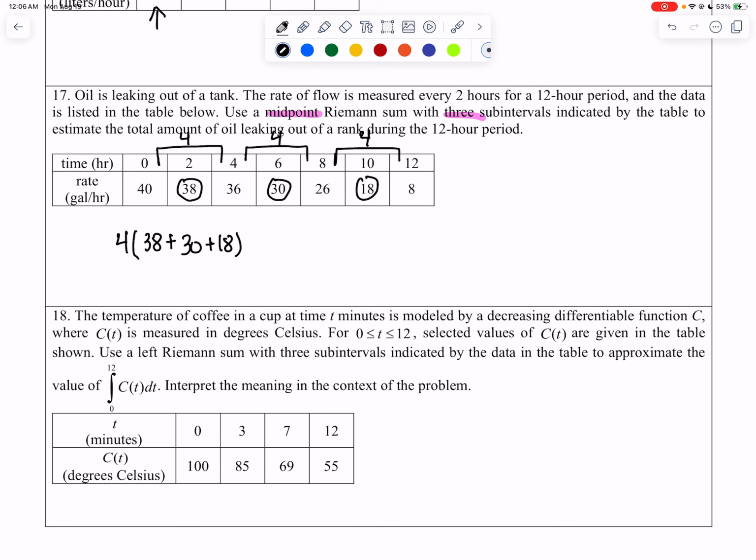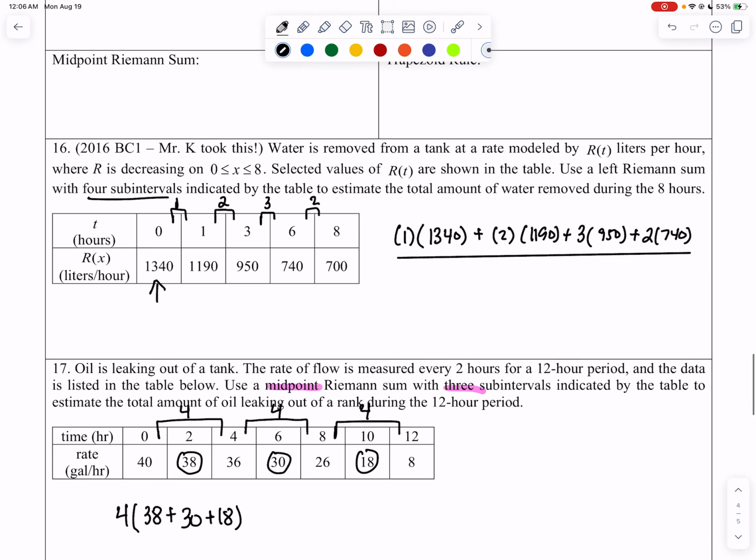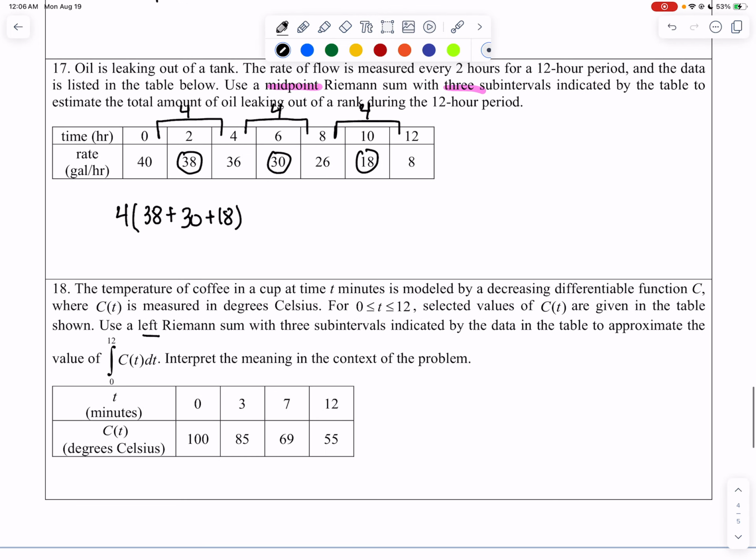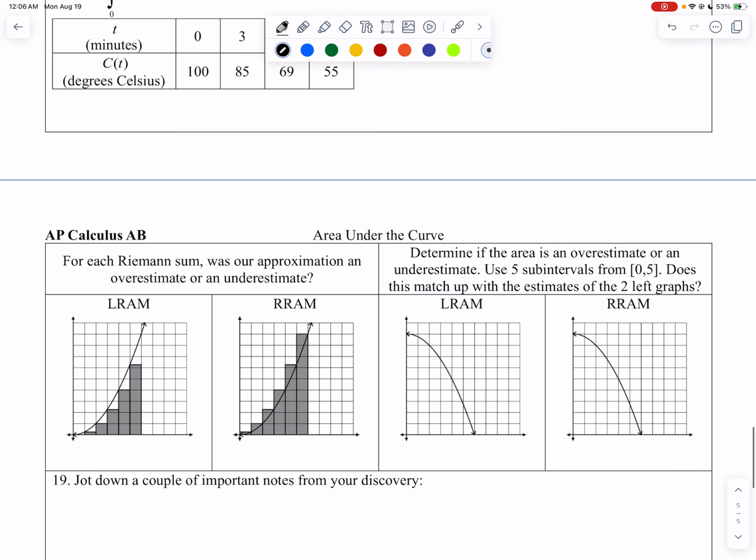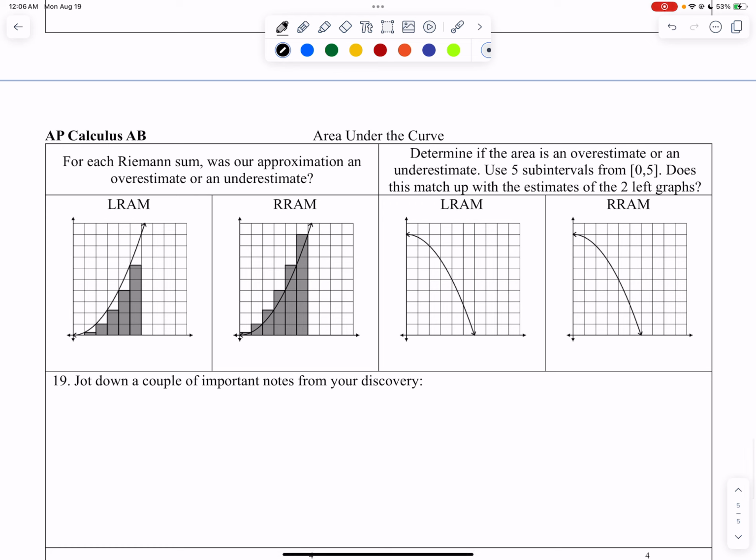Number 18, same process, except this time, well, it's a left Riemann sum, so I'm not going to do that because you already did that for 16. All right, in the next video, we are going to look at precise definitions of an overestimate and an underestimate based off of what we found in the previous video here. And then what happens if we have a function that is decreasing? What happens then?